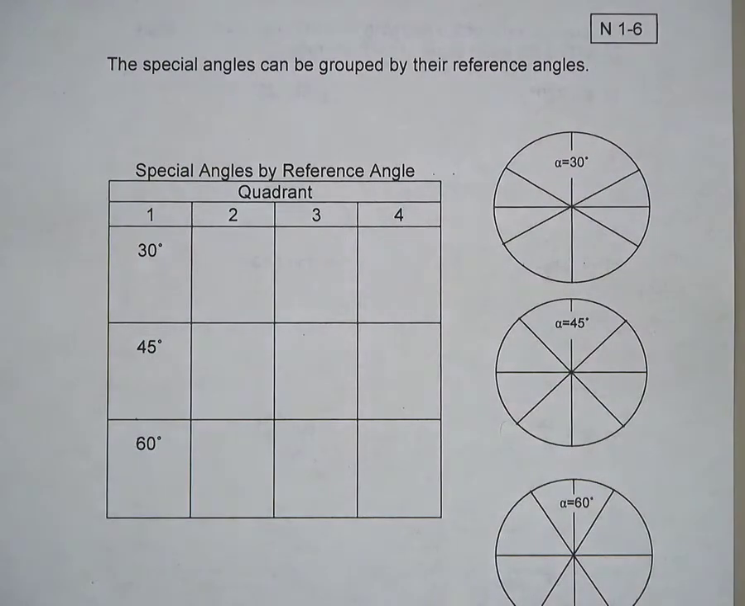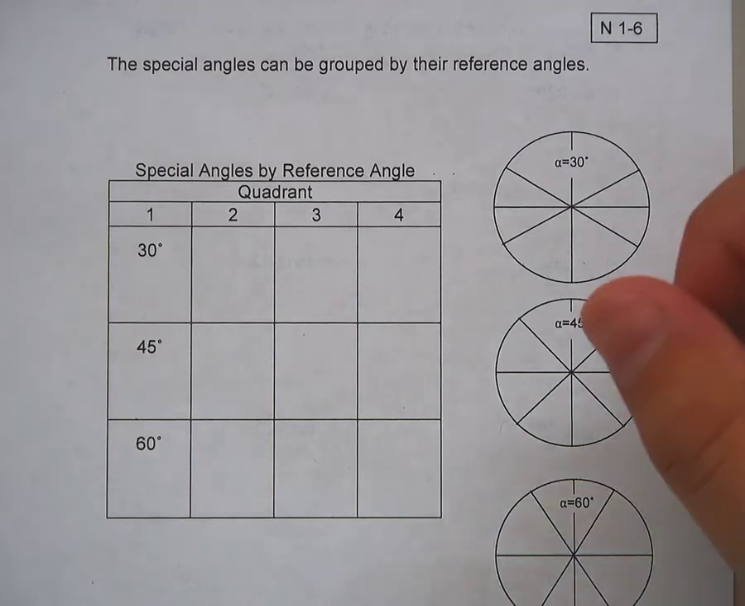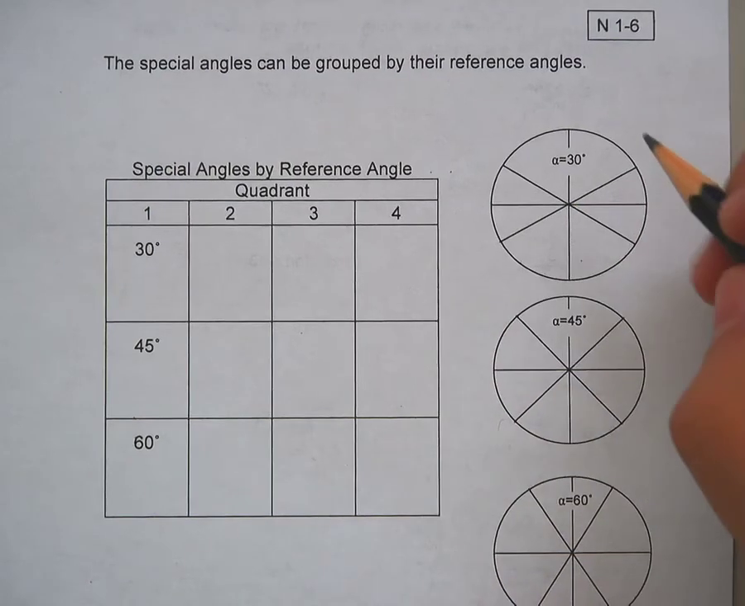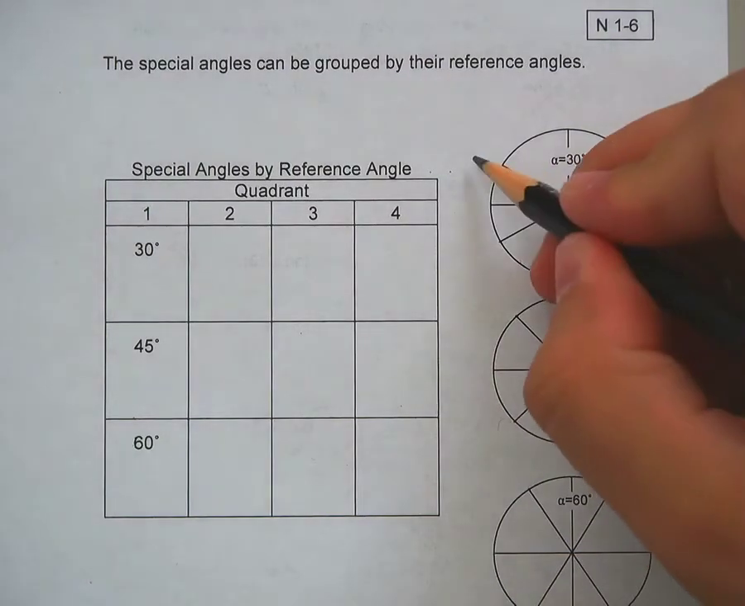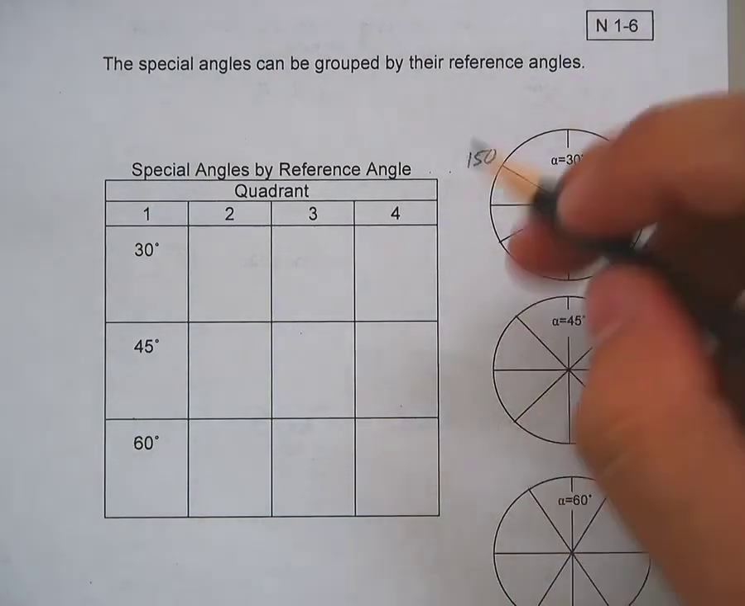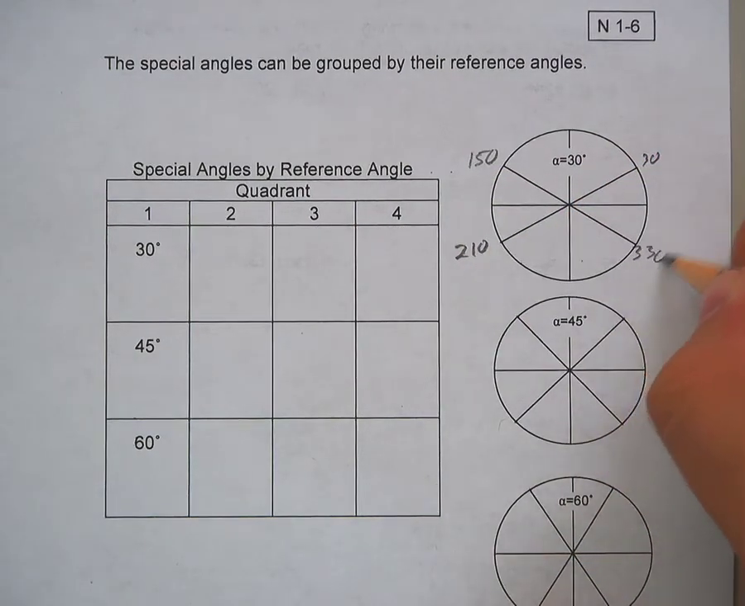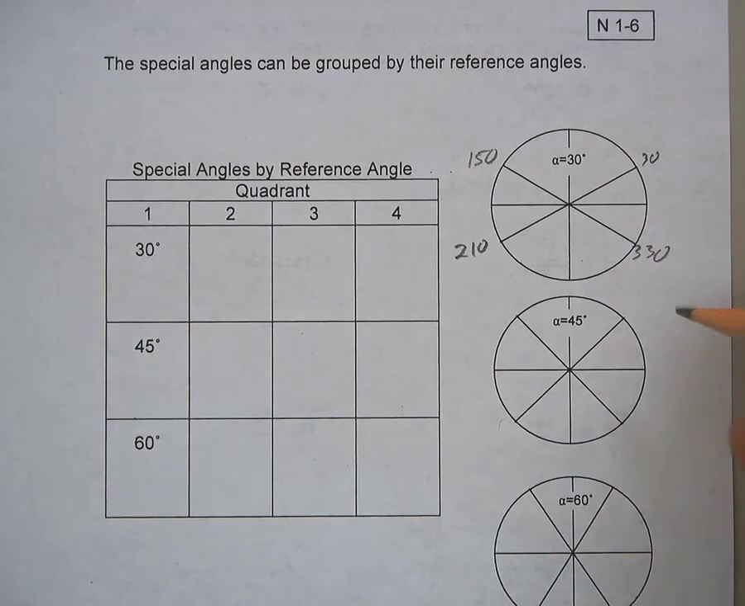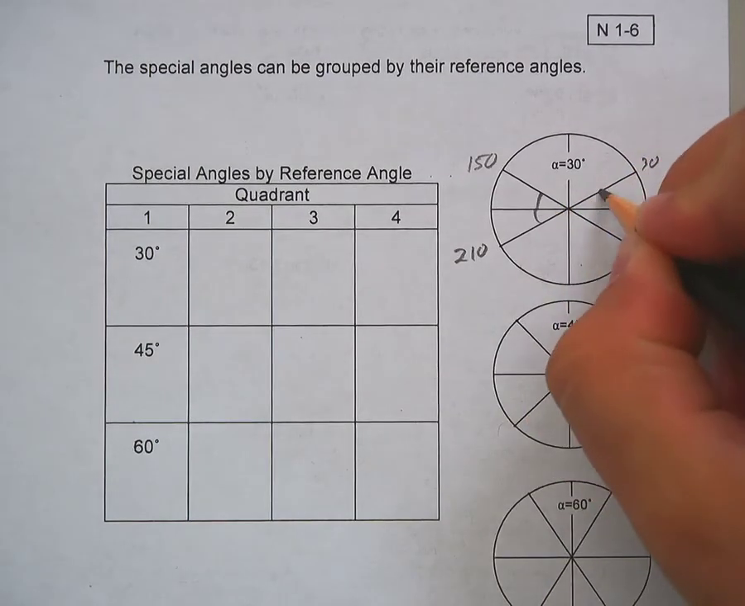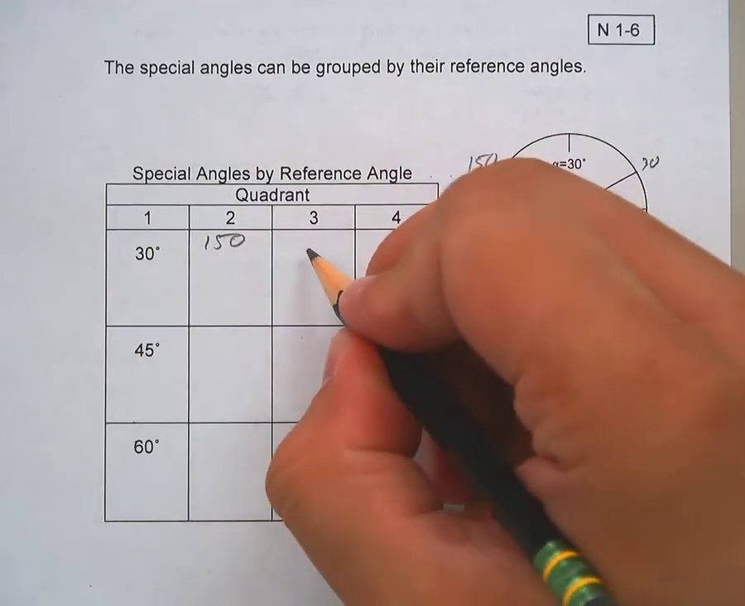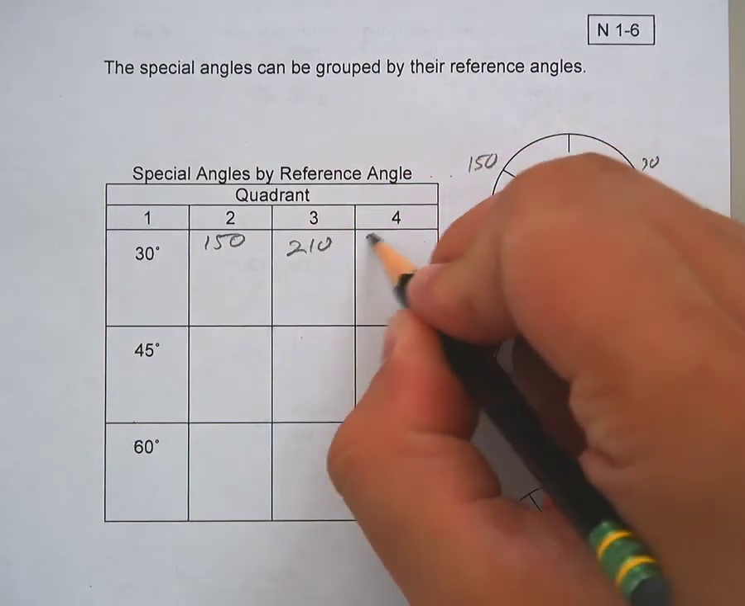Special angles can be grouped by their reference angles. Starting off here, if your reference angle is 30 degrees, like 30, 150, 210, and 330, that's what all of these degrees are right here: 30, 150, 210, 330.